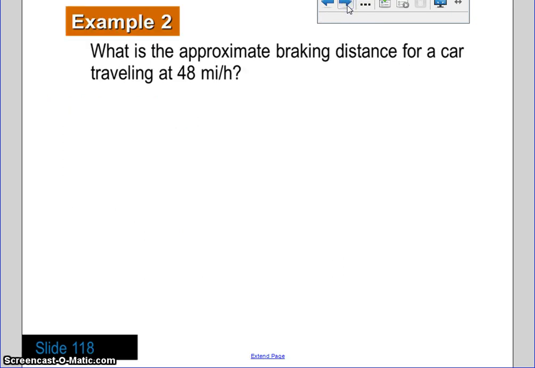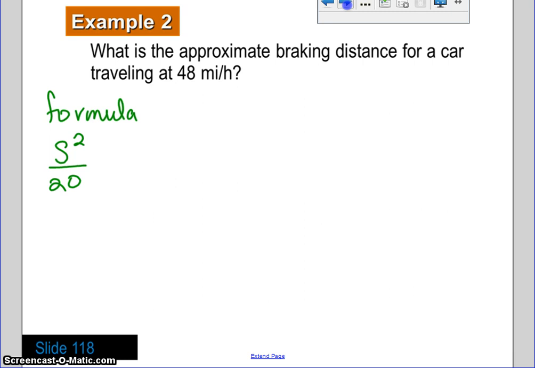Example 2, what is the approximate braking distance for a car traveling 48 miles an hour? Now, reaction distance was that time going from the acceleration pedal to the brake pedal, and for the braking distance, your foot has hit the brake pedal, and it's the distance you go from the second it hits the brake pedal to when you stop. And we do have a formula for the braking distance, and it's the speed squared divided by 20.